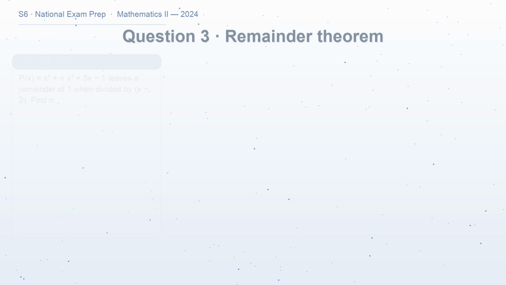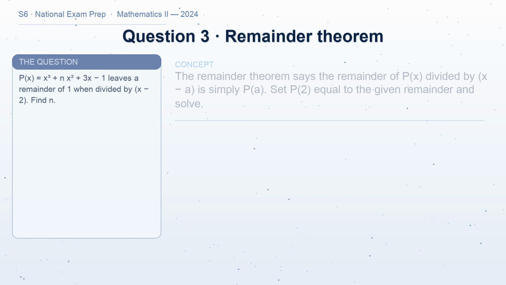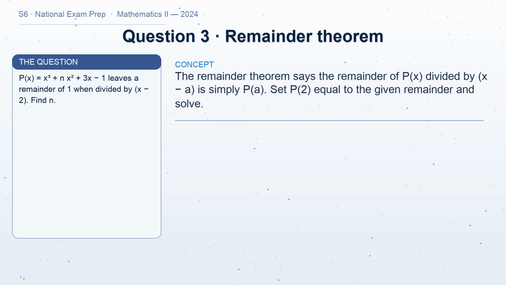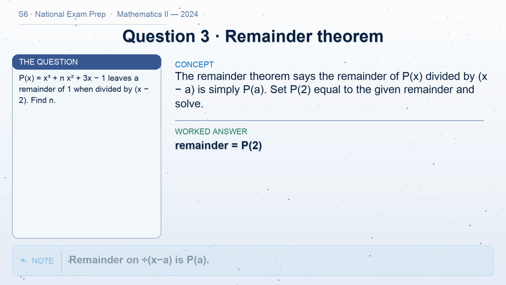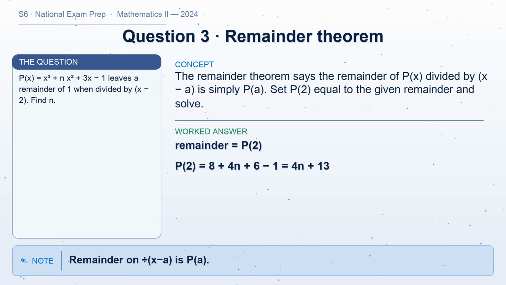Question 3. The polynomial p of x equals x cubed plus nx squared plus 3x minus 1 leaves a remainder of 1 when divided by x minus 2. Find n. By the remainder theorem, the remainder when dividing by x minus 2 is just p evaluated at 2. So p of 2 is 8 plus 4n plus 6 minus 1, which is 4n plus 13. Setting this equal to the given remainder 1, 4n plus 13 equals 1. Then 4n is minus 12, so n is minus 3.